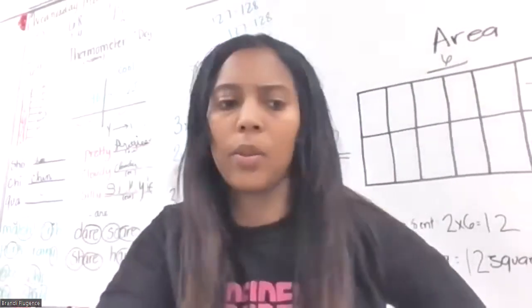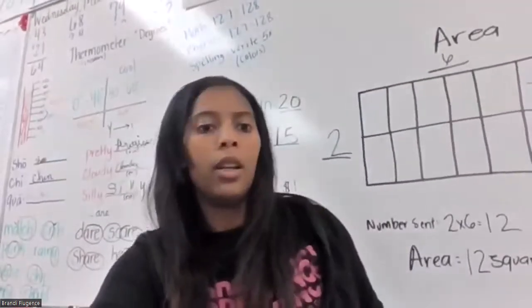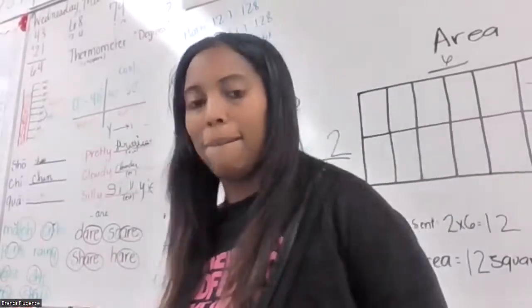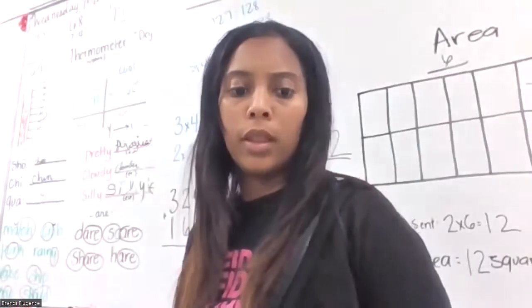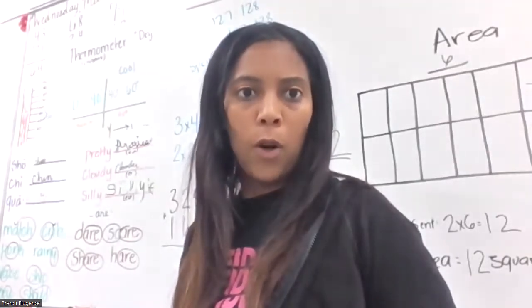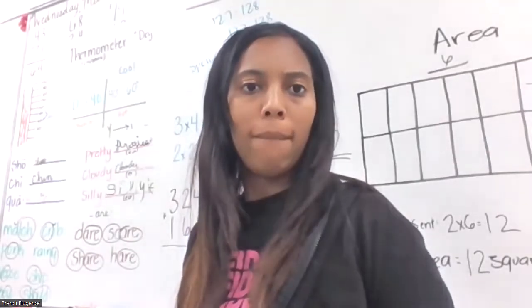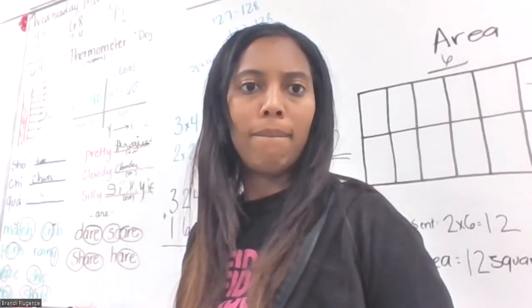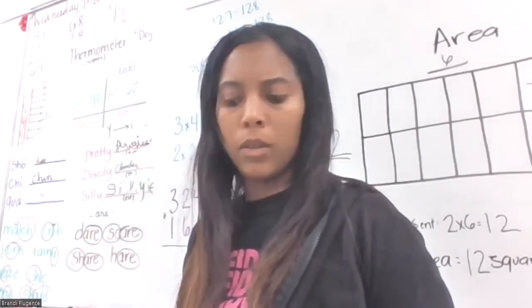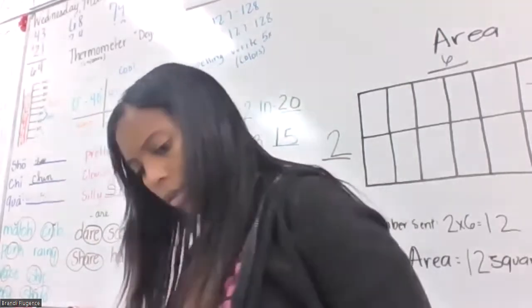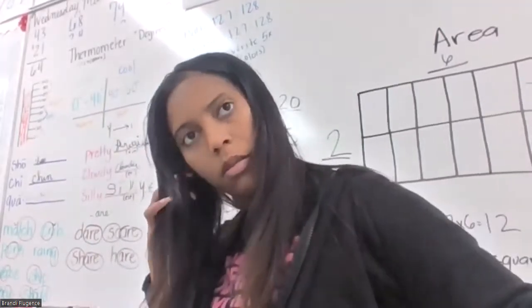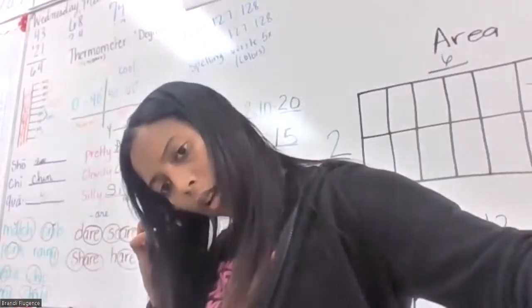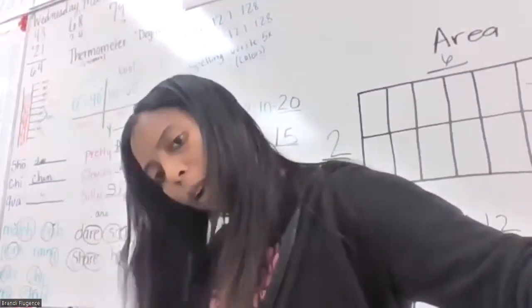Miss Virgins? Yes, Camille? What was number 2? The area? It was 3 rows and 5 in each row.